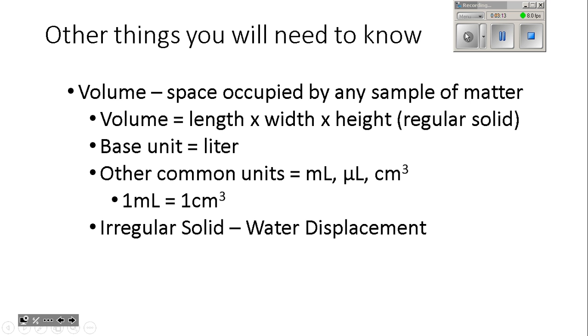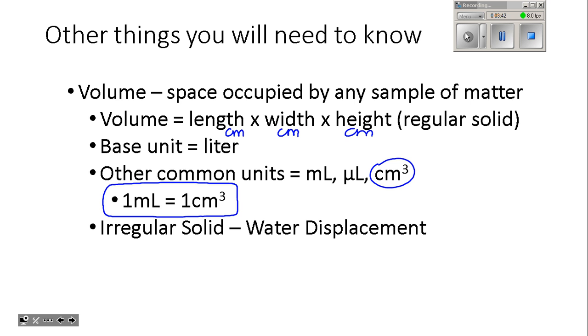So one of the calculations you're going to need to be able to do is a volume calculation. How do you determine the volume of a substance? Volume of a regular solid is going to be the length times the width times the height. And you're typically going to measure length in centimeters, width in centimeters, and height in centimeters. So a common unit for volume would be a centimeter cubed as you multiply those out. And one really important conversion factor for you to remember is that 1 milliliter is equal to 1 centimeter cubed.